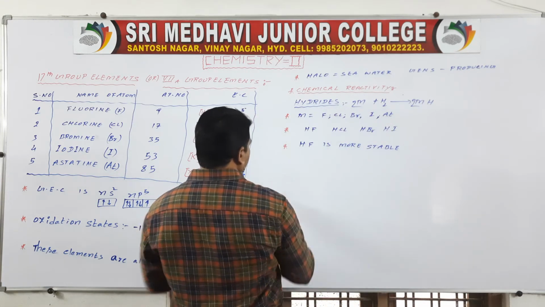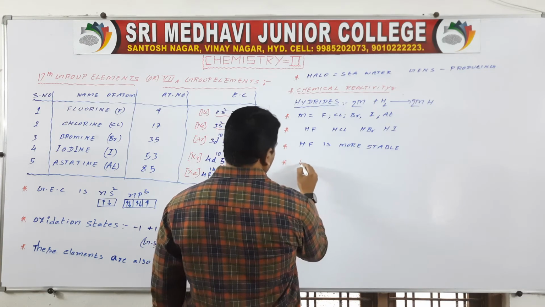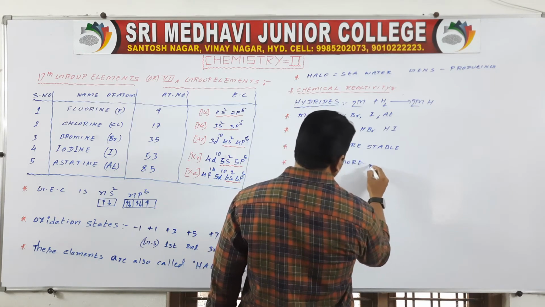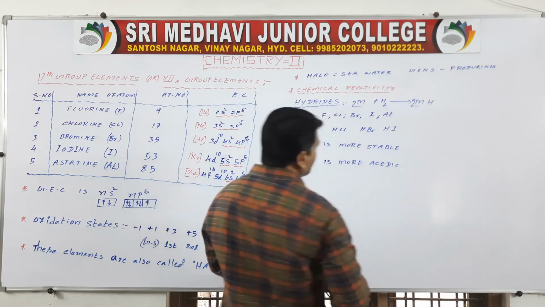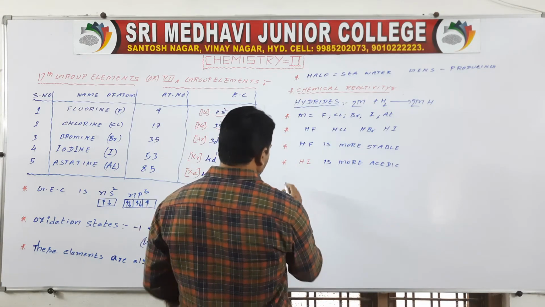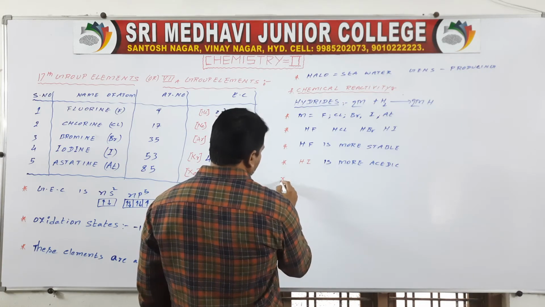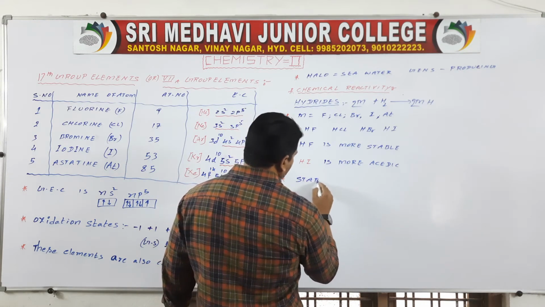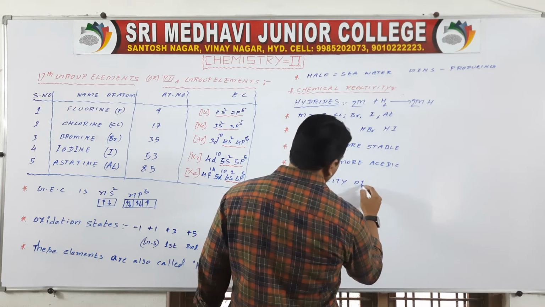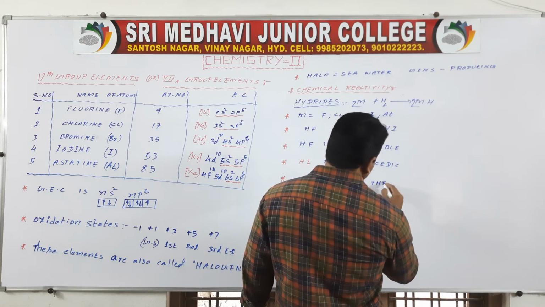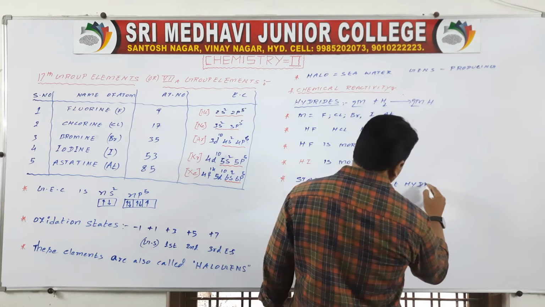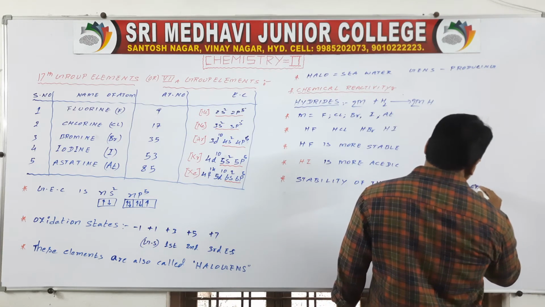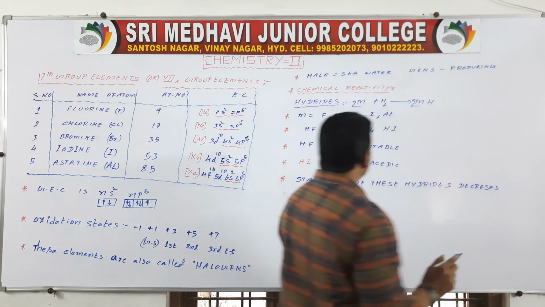Next, HI is more acidic. Stability of these hydrides decreases.